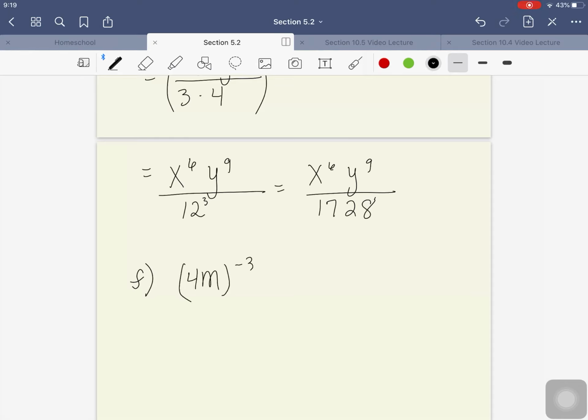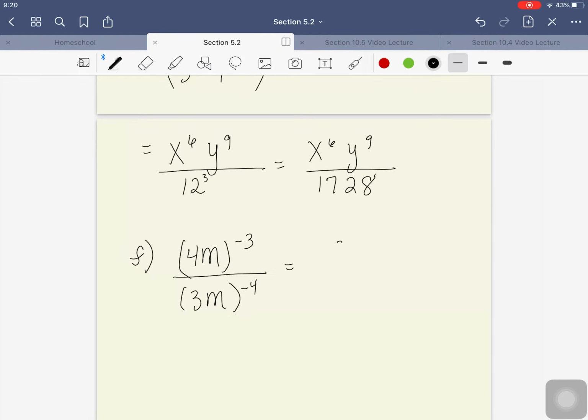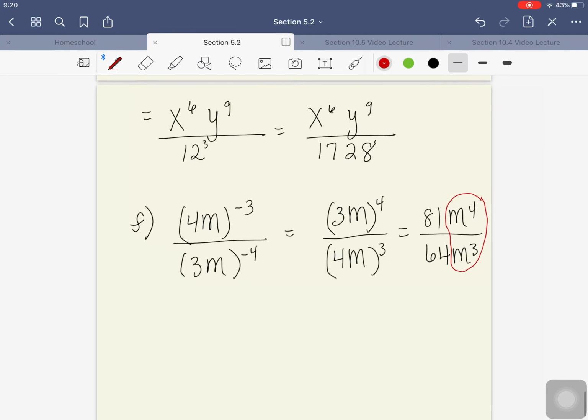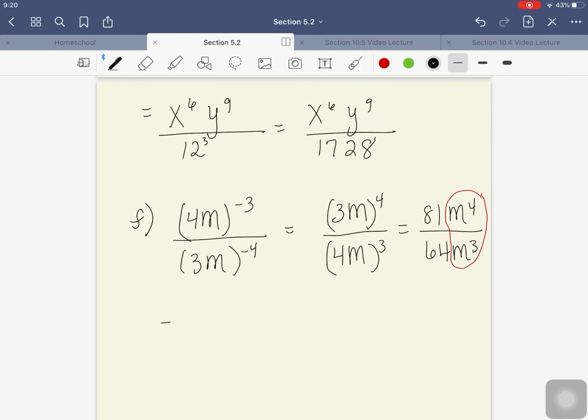4m to the negative third power over 3m to the negative fourth power. So first I can flip both of these to change the exponent on the outside to positive. So 3m to the positive fourth power, 4m to the positive third power. Then everything inside the parentheses needs to be raised to the fourth power in the numerator and to the third power in the denominator. So 3 to the fourth power is 81, m to the fourth, and 4 to the third power is 64, m to the third, and I have to take care of these m's here and use the quotient rule. So that would be m to the fourth divided by m to the third would just be m. So 81m over 64.